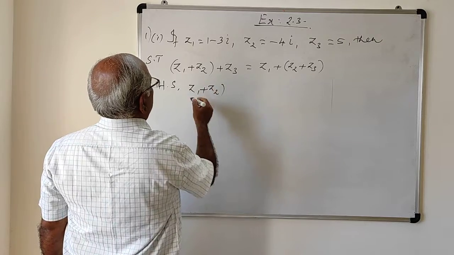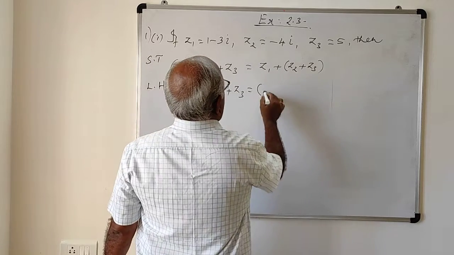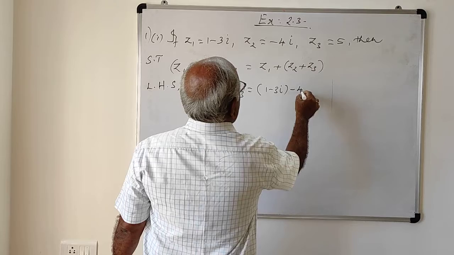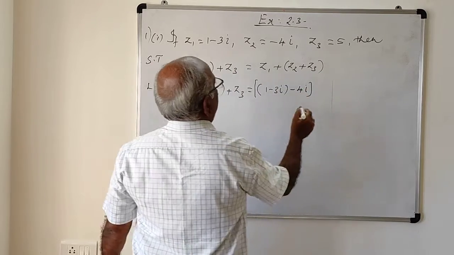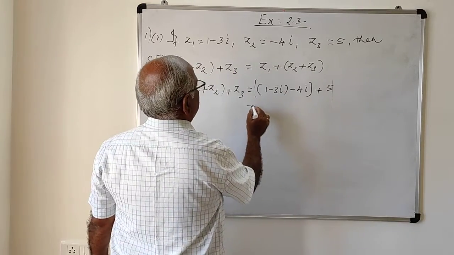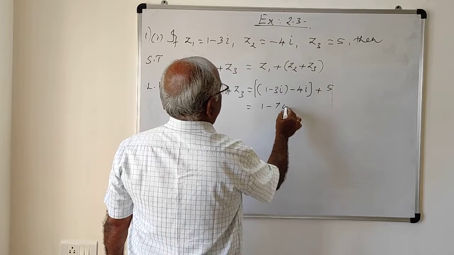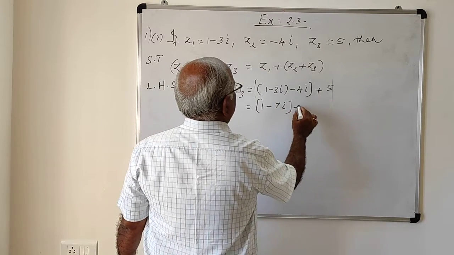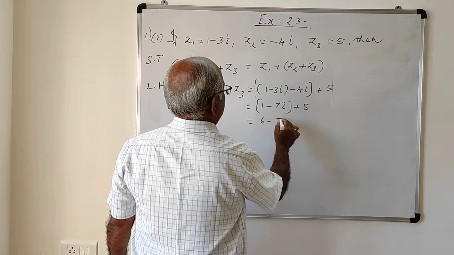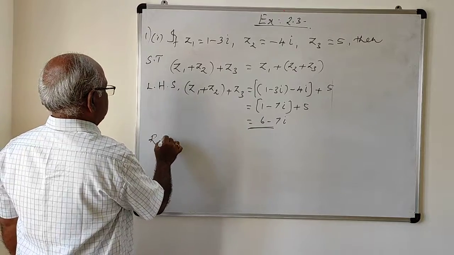z1 plus z2 plus z3 equals z1, which is 1 minus 3i, plus z2, which is minus 4i, plus z3, which is 5. Adding the real parts: 5 plus 1 is 6, and the imaginary parts minus 3i minus 4i give minus 7i. So 6 minus 7i. This is your left hand side.